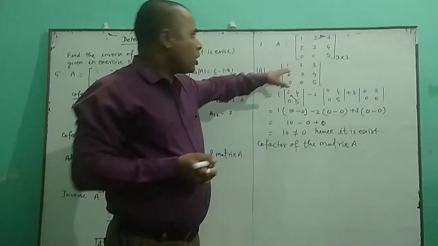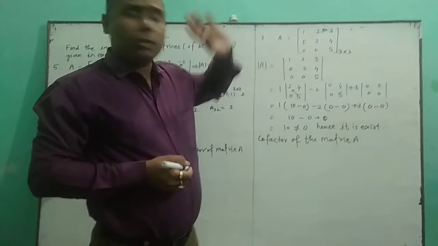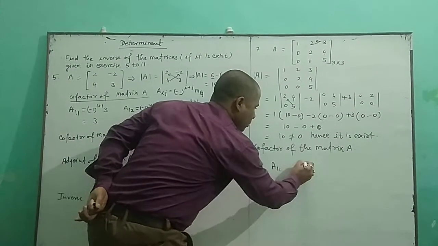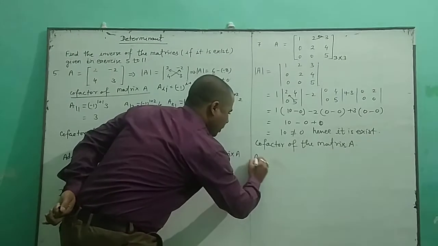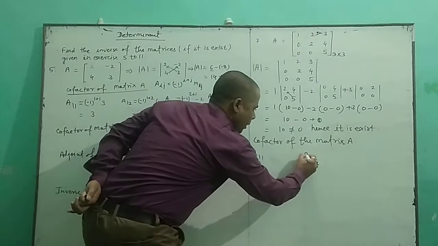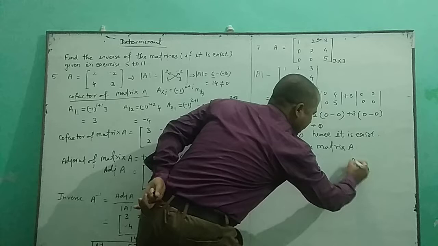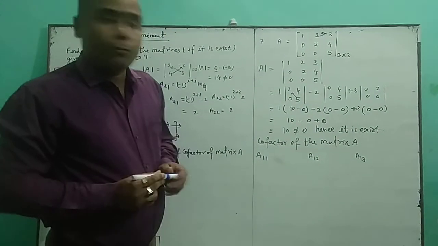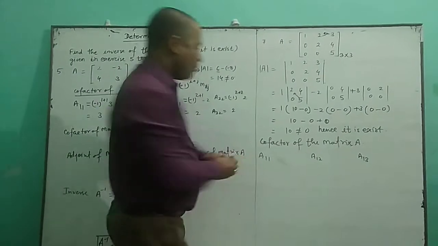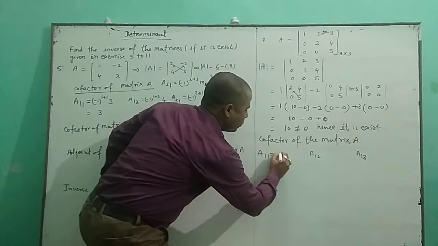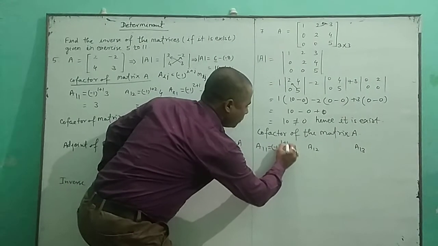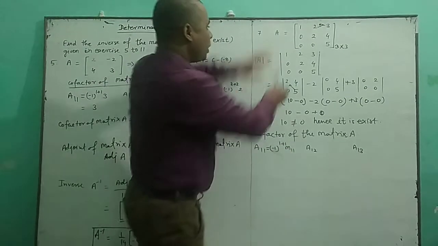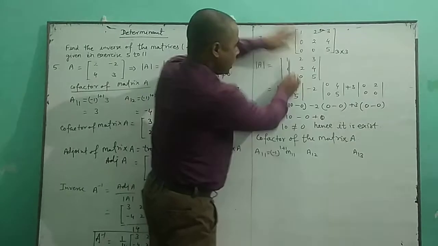Now cofactor, this is the 3 cross 3 matrix. It means total A11 cofactor. I have to find A11, A12 and A13, this is for the first row. First row is A11. It means minus 1 to the power 1 plus 1 into M11. What will be the value of M11? We have to close the first row, first column.